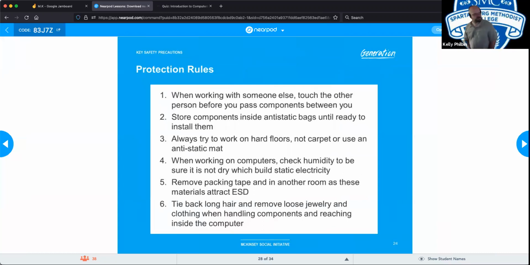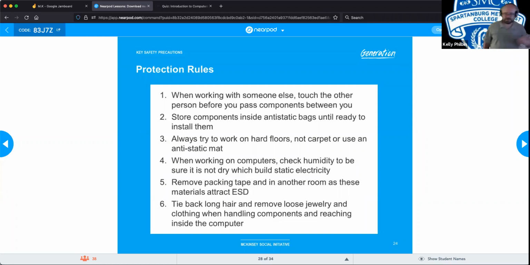All right, protection rules. When you're working with someone else and you need to hand over a component to that person, you reach out with the hand that is not holding the component, touch them on the arm. That neutralizes the charge between you and them, and then you hand the component over to them. If you try to hand the component first, and that is the first thing they touch, that can create a spark between them and the component and damage it. So you always reach out, just pat them on the elbow or whatever, and then you can pass over the component after that.